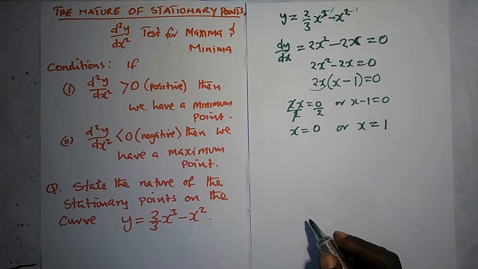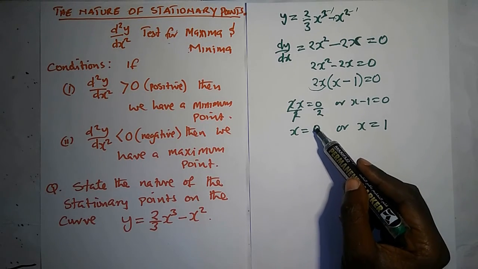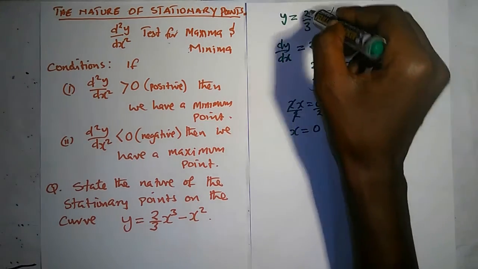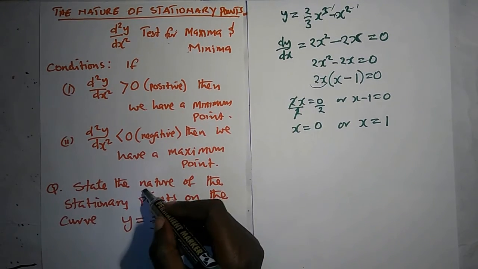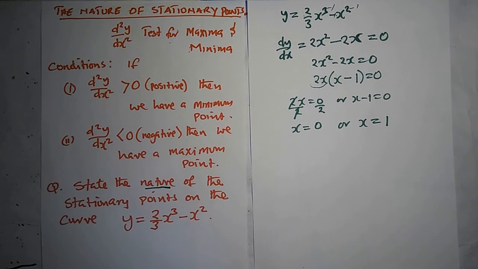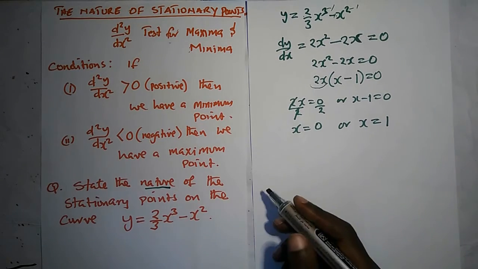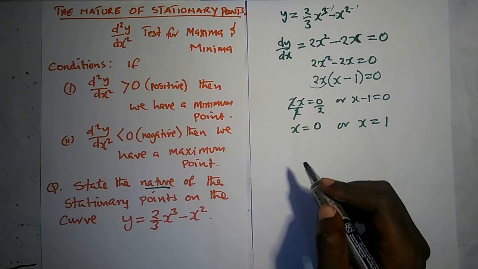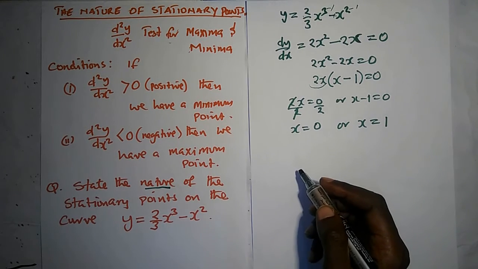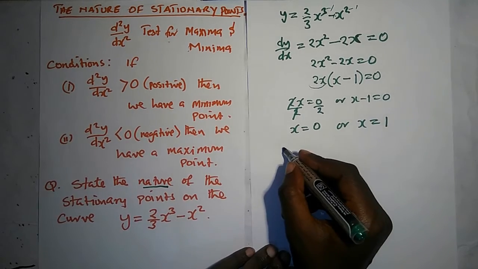If you want to find the stationary points, you can substitute these two values into the original equation. But the question says state the nature, meaning it is asking you to state whether these points are minimum or maximum points. So at x is equal to 0, we want to know whether the point will be a maximum or a minimum. We are going to introduce our test, which we can call the litmus test.